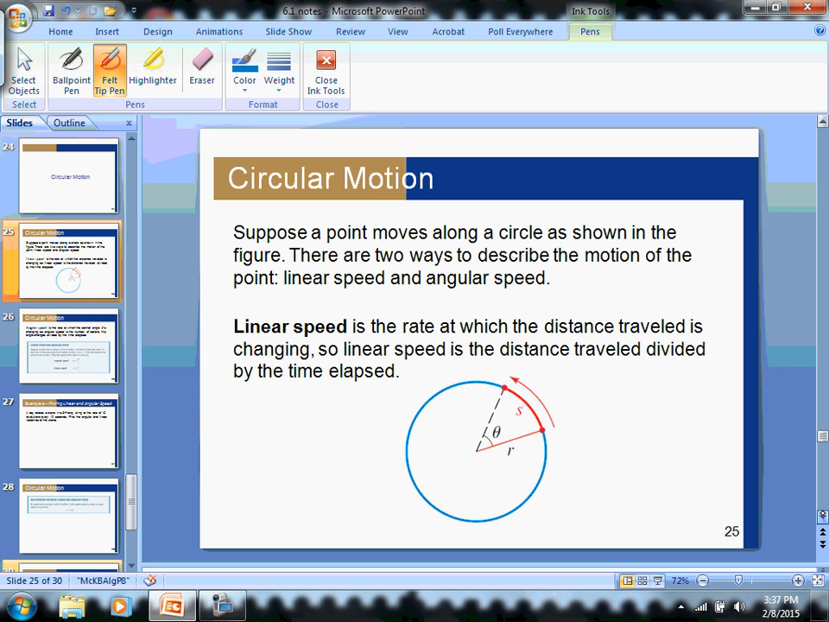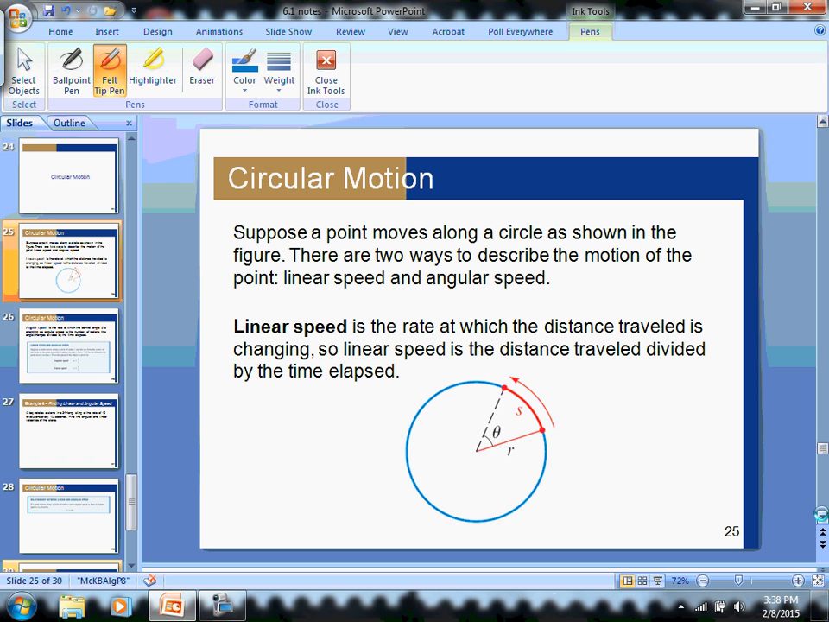Okay, now we're going to talk about circular motion, and there's two ways that we can measure circular motion. We can describe the motion of the point with linear speed or the angular speed. Now, linear speed is the rate at which the distance traveled is changing. So this distance here, this arc length, so the linear speed is the distance traveled divided by the time. Okay, so linear speed is that arc length divided by time.